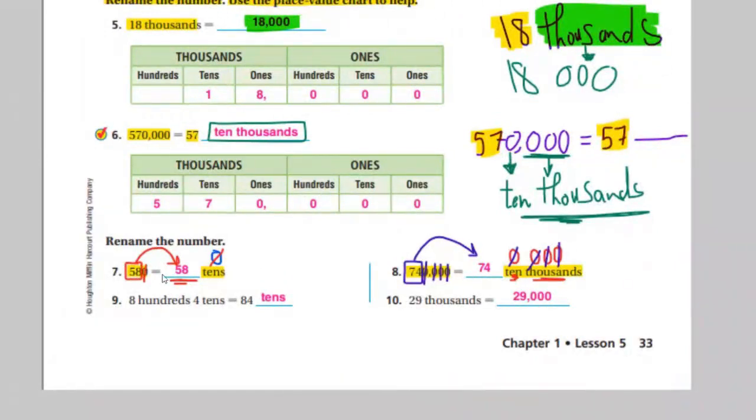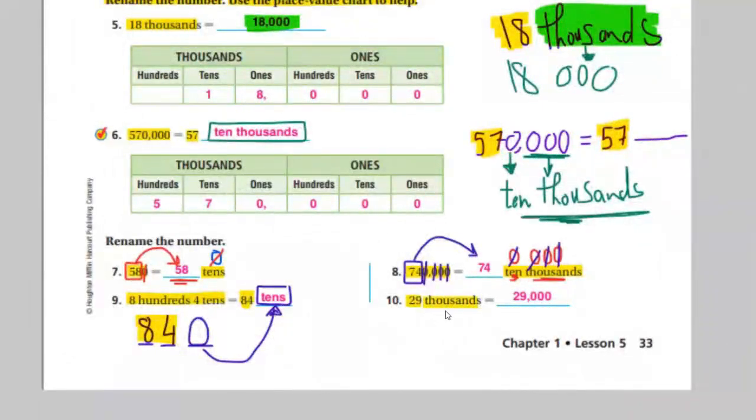Okay, the next one. We have here 8 hundreds and 4 tens. Let's rewrite it in standard form first. We have 3 digits because we have hundreds. So 8 in the hundreds place here. 4 tens, so 4 in the tens place. Okay, what about ones? There are no ones. We fill it with 0, right? So our number here is 840. We have here 84 and we have 84. So this 0, we're going to write it in tens. Tens take 0.